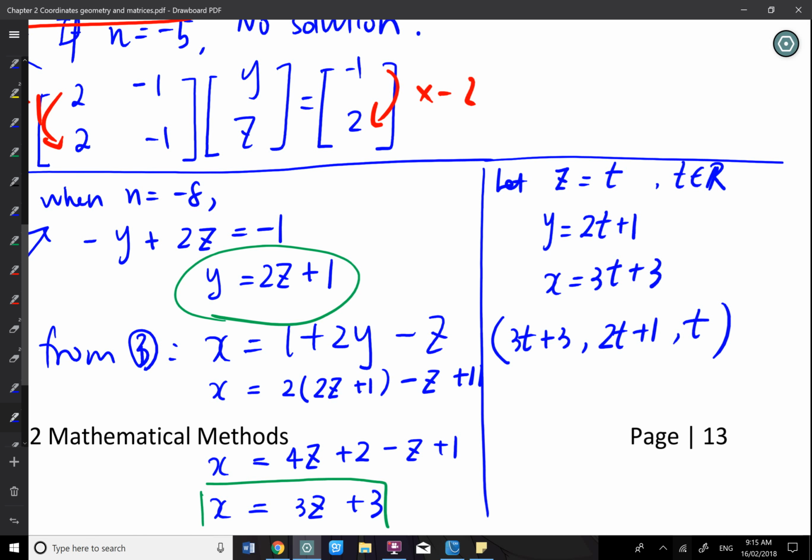If you change the value of z, your x will be 3 times that value plus 3. And then your y will be 2 times that value plus 1. So it really depends on the z value. But z can be anything. When z takes a number, I will change my x and y correspondingly to fit the requirement. So that's why I put x and y in terms of t.